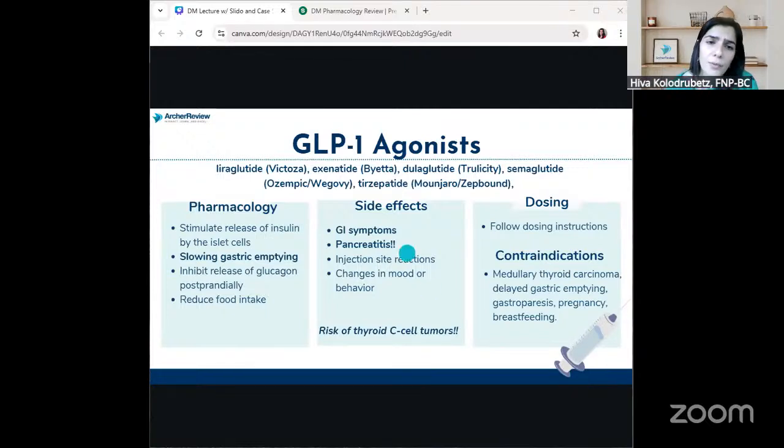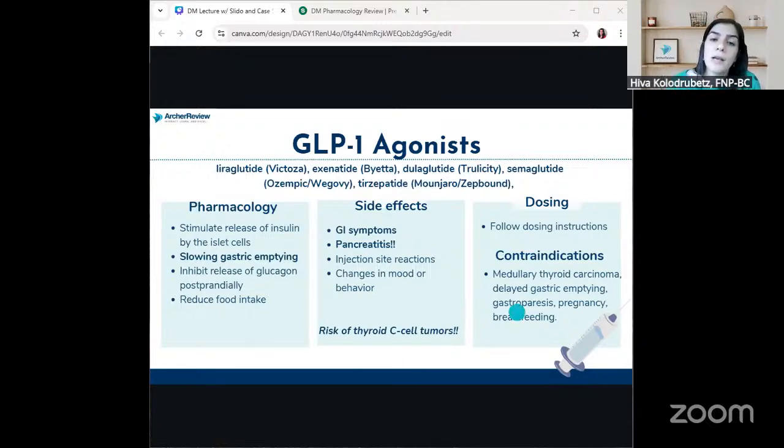The other risk is thyroid cancer. So if they have a personal or family history of medullary thyroid carcinoma, this is a big no-no. It's contraindicated. And if you're prescribing GLP-1s, you want to document that you screened for that, right? And the patient denied and said no. Put that in your documentation.